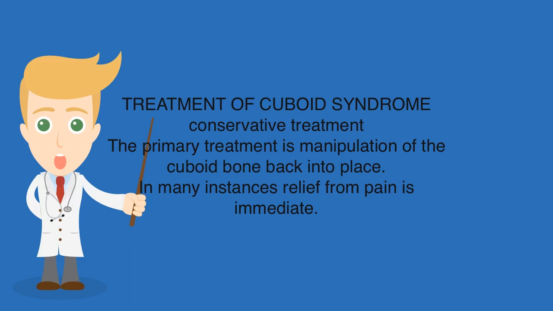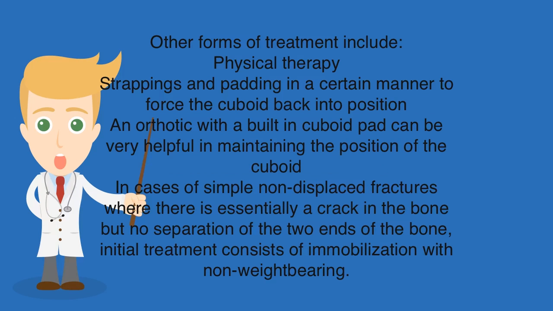Treatment of cuboid syndrome. Conservative treatment. The primary treatment is manipulation of the cuboid bone back into place. In many instances, relief from pain is immediate. Other forms of treatment include physical therapy, strappings and padding in a certain manner to force the cuboid back into position. An orthotic with a built-in cuboid pad can be very helpful in maintaining the position of the cuboid.